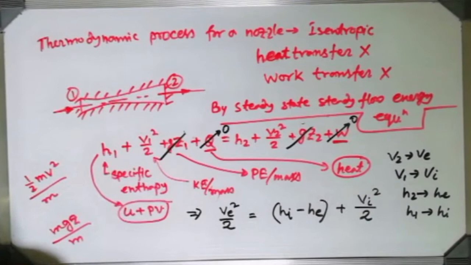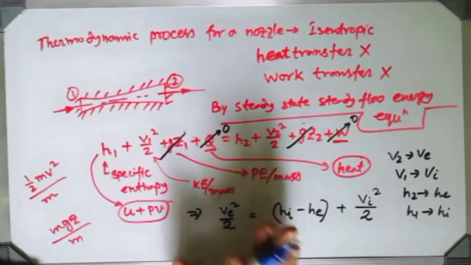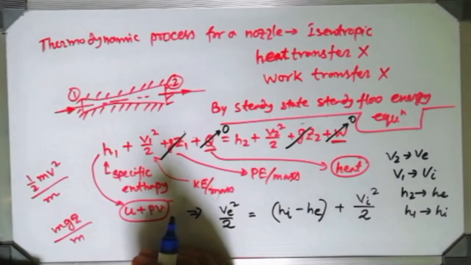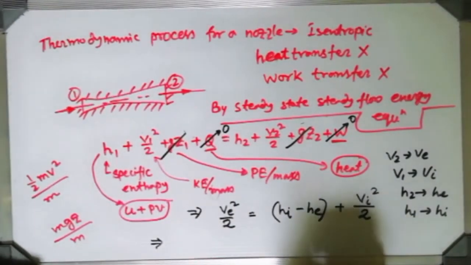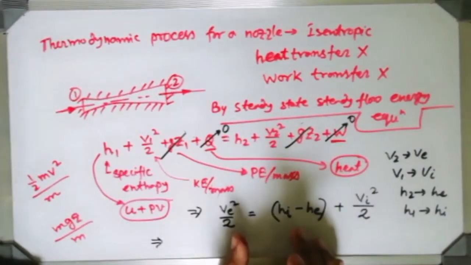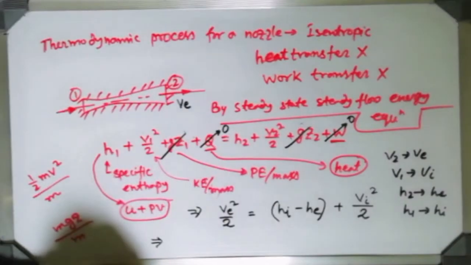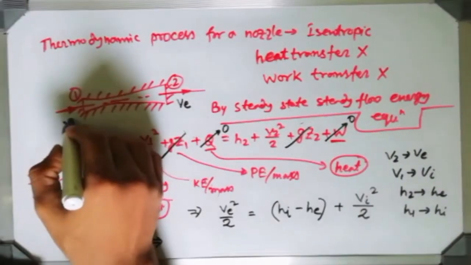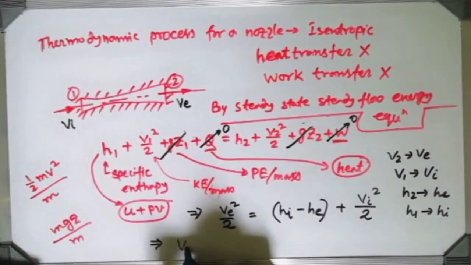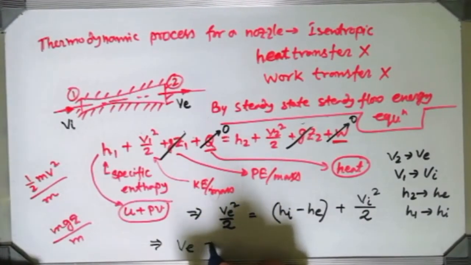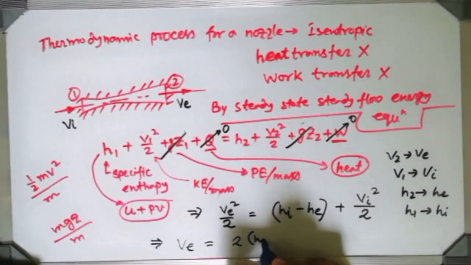What are we going to do over here? One question can come to your mind: sir, what are we doing? Why are you torturing us like this? Because we are trying to find the velocity at the exit side. We are trying to find out the velocity at the exit side of the nozzle. From here you can find it. I can write this expression: VE equals square root of 2 times HI minus HE.